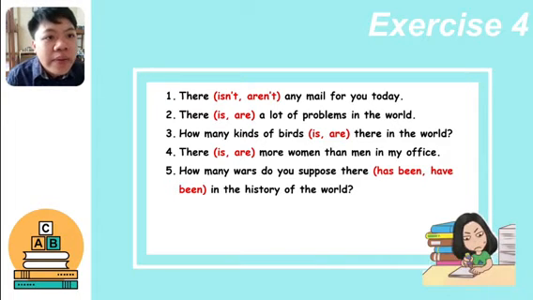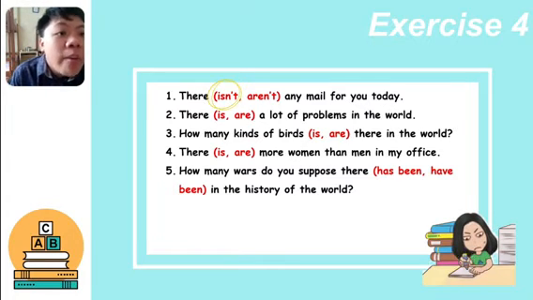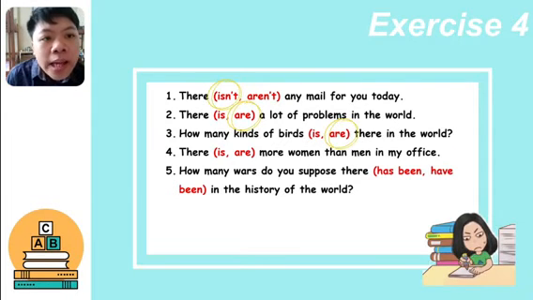There isn't or aren't any mail for you today. There is no mail. The answer is isn't. The second one, there is or are a lot of problems in the world. A lot of problems is plural. The answer is are. The third one, how many kinds of birds is or are there in the world? How many kinds of birds? It means kinds is plural. The answer is are. The fourth one, there is or are more women than men in my office. More women. The answer is are.